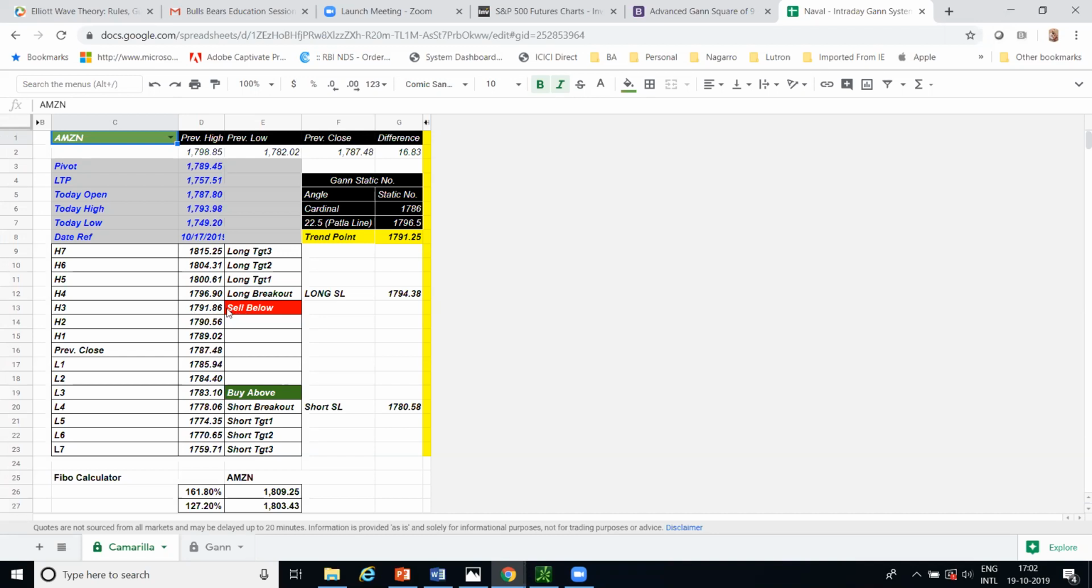So it was a short and the stop loss was there. You short it and then you wait for L1. It was L1, L2, L3. And then there was a short breakout after 1778, and the target was 1759.71. It matched whatever happened on that day. You can compare it. Now, this is called Camarilla.